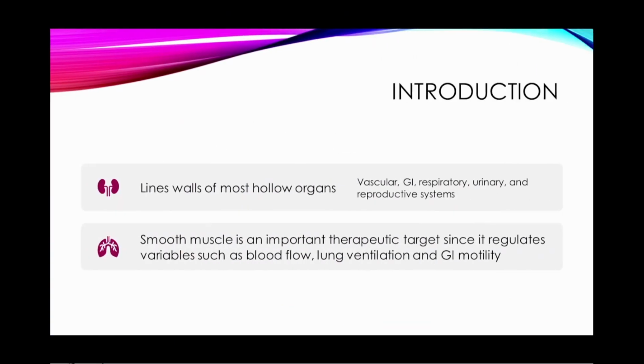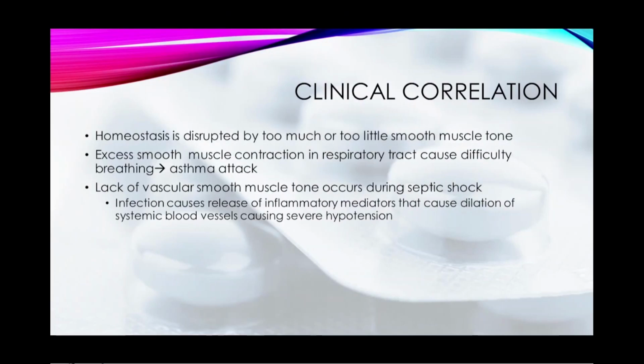Smooth muscle lines the walls of most of your hollow organs, so your vascular system, your GI system, respiratory. If you have asthma, you know about smooth muscle contraction very well, because with asthma, the smooth muscle contracts around the bronchus, causing narrowing of the airway, among other things, but that's one of the examples. So smooth muscle is a very important therapeutic target. A lot of the medicines that you are going to be giving are going to attack the smooth muscle. That's where a lot of the regulation occurs.